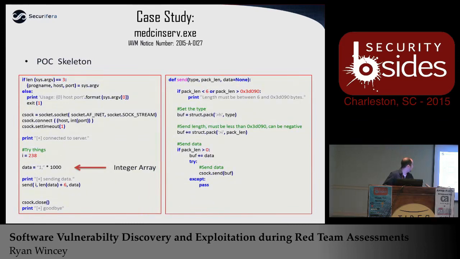Here was our first stab at our little proof of concept skeleton. You can see it just takes in the host and the port, creates a socket, creates a string down here that's literally just an array of ones followed by commas, and then it sends it and closes the socket. We did add a little helper function over here that sets up the initial header, saying this is the type of function we want to exercise, and this is the length of all of our data. That made it a little easier whenever we sent data to this service.